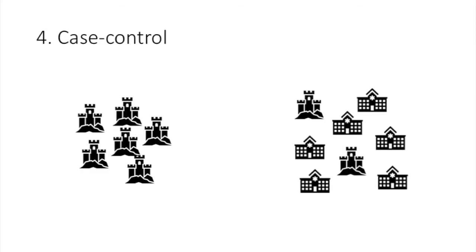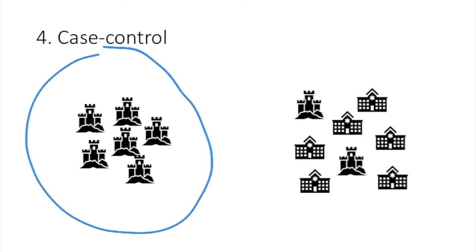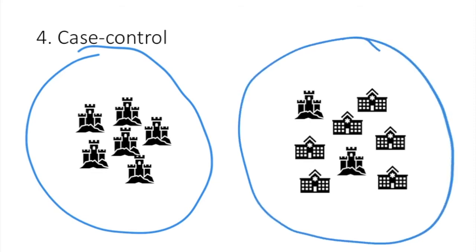Source number 4, case control. In the case control scenario, we actually train a model using two datasets. On the one hand, we have the case dataset, which represents the population of interest. So for us, this would be the population of positive examples. On the other hand, there is a control dataset, which represents the general population.